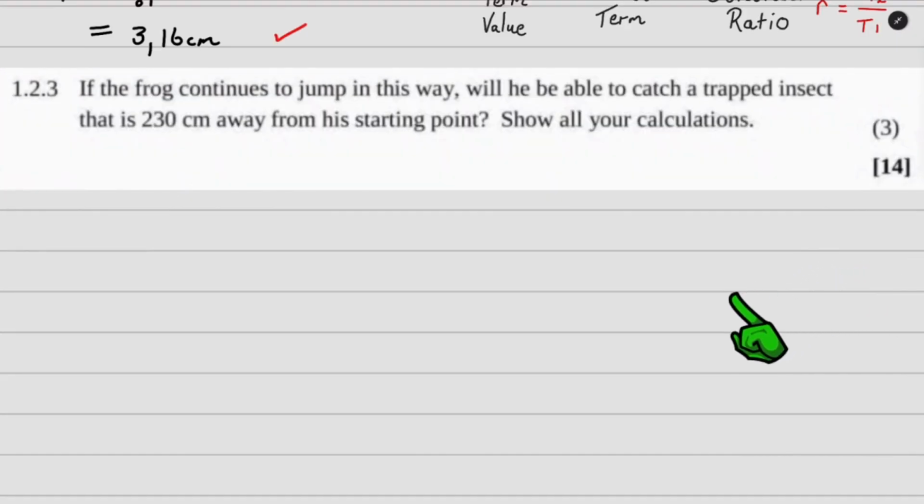And wrapping up question 1 with 1.2.3, the frog continues to jump in this way. He will be able to catch a trapped insect that is 230 centimeters away from his starting point. Will he be able to catch it? And we've got to show our calculations. So let's grab our pattern quickly.